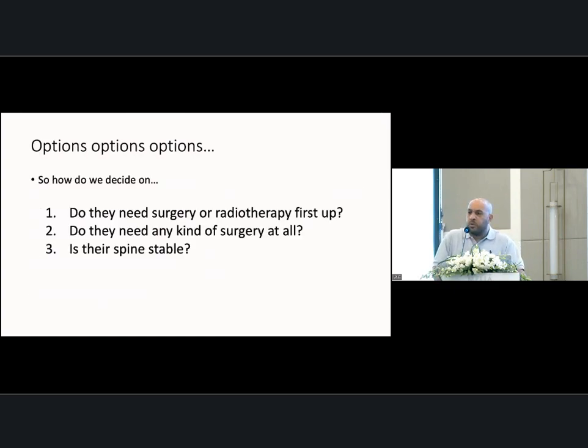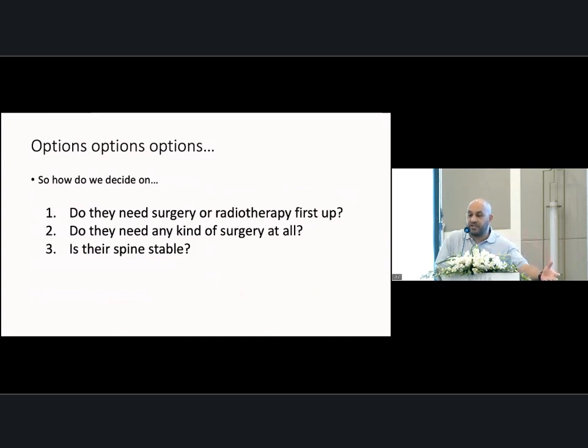So what do we need to decide on? Again, first of all, do they need surgery or radiotherapy? We have to make these decisions. The patients come to you. You have to make that decision alongside an oncologist. And we had a lovely talk from Professor Drummond yesterday about MDTs and the importance of MDTs. And these things should go through an MDT as well. It shouldn't be a solo decision.